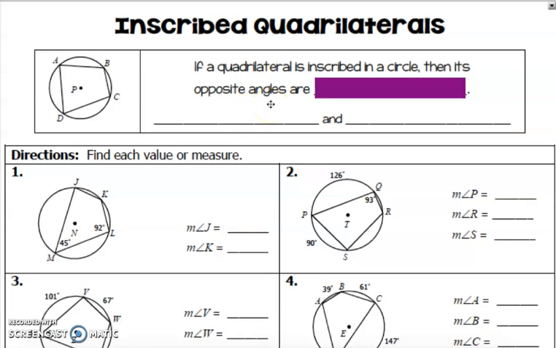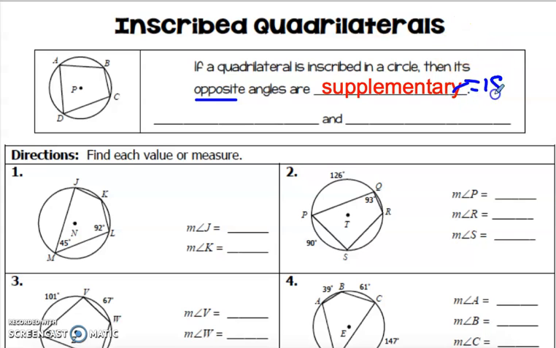All right, it is time for our last video on inscribed angles, and this one is going to talk about inscribed quadrilaterals. So if you remember, a quadrilateral has four sides. So if you have a quadrilateral inside of a circle, something special happens. Their opposite angles are going to be supplementary. And if we remember what supplementary means, that means equals 180 degrees. Okay?